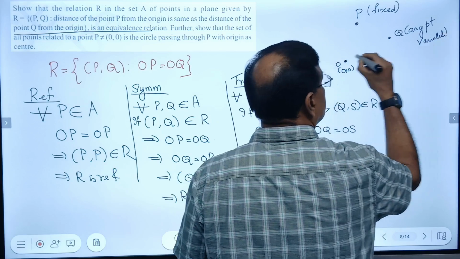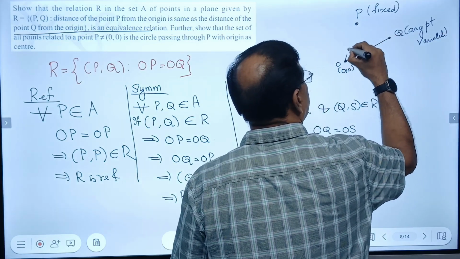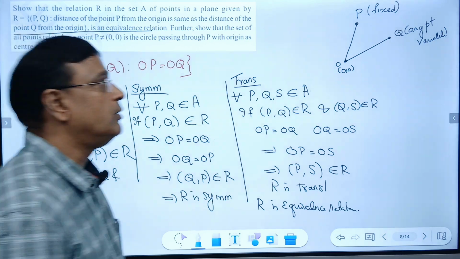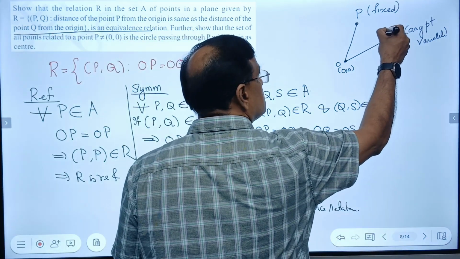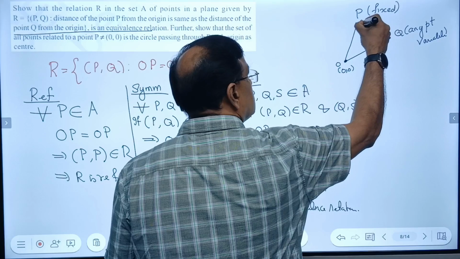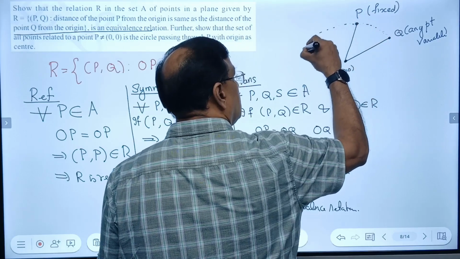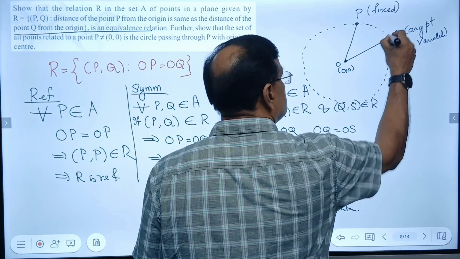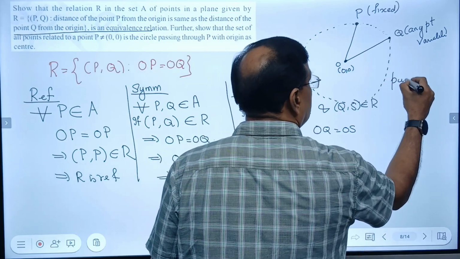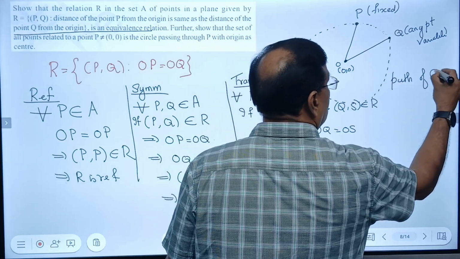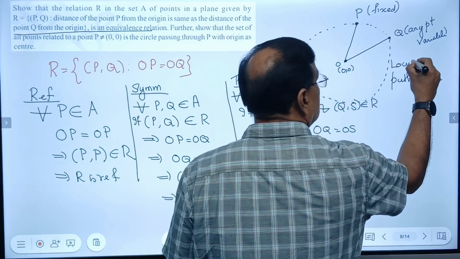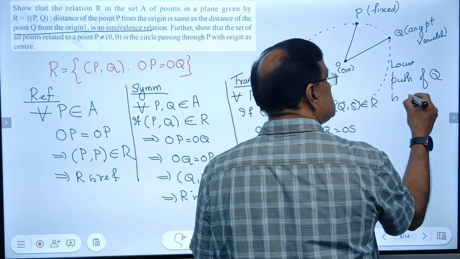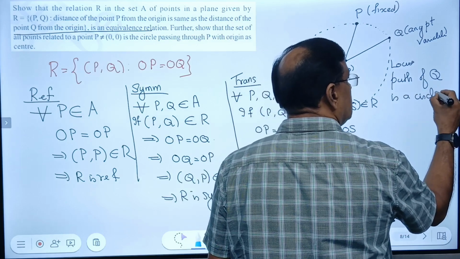It will move in such a way that OQ equal to OP. When Q takes different positions, these are the various positions of Q. When Q takes different positions, the path of Q, or you can use the word locus, is a circle. Locus means path. Where does the circle pass through?